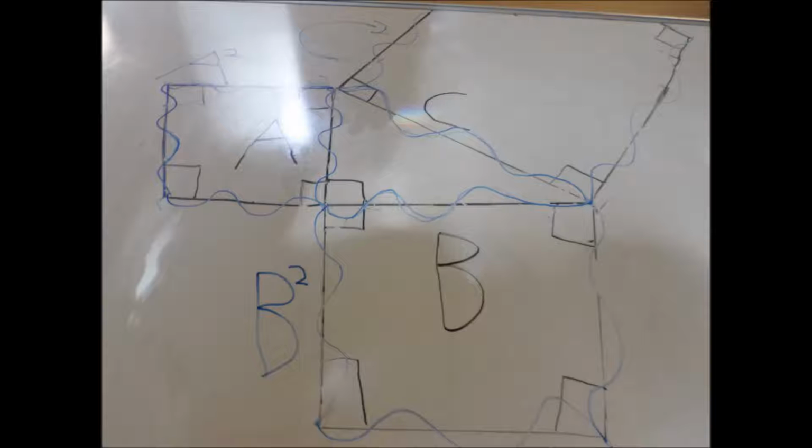Now we see that by making squares out of side lengths A, B, and C, it is the same as taking side length A to the power of 2, taking side length B to the power of 2, and taking side length C to the power of 2, or A squared, B squared, and C squared.